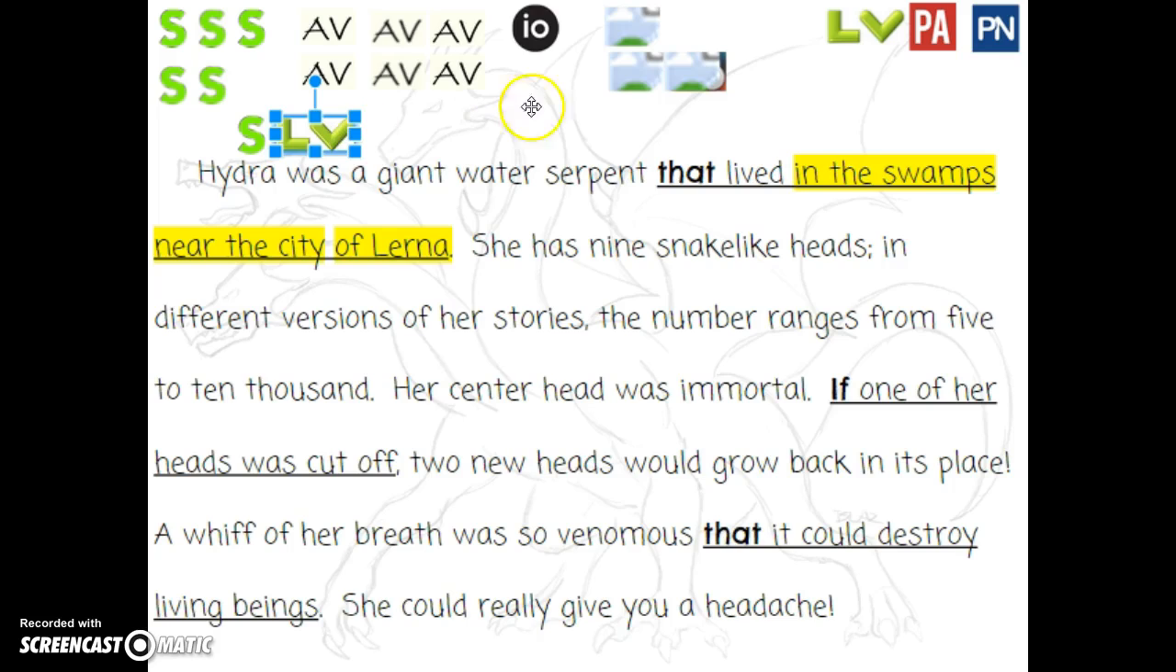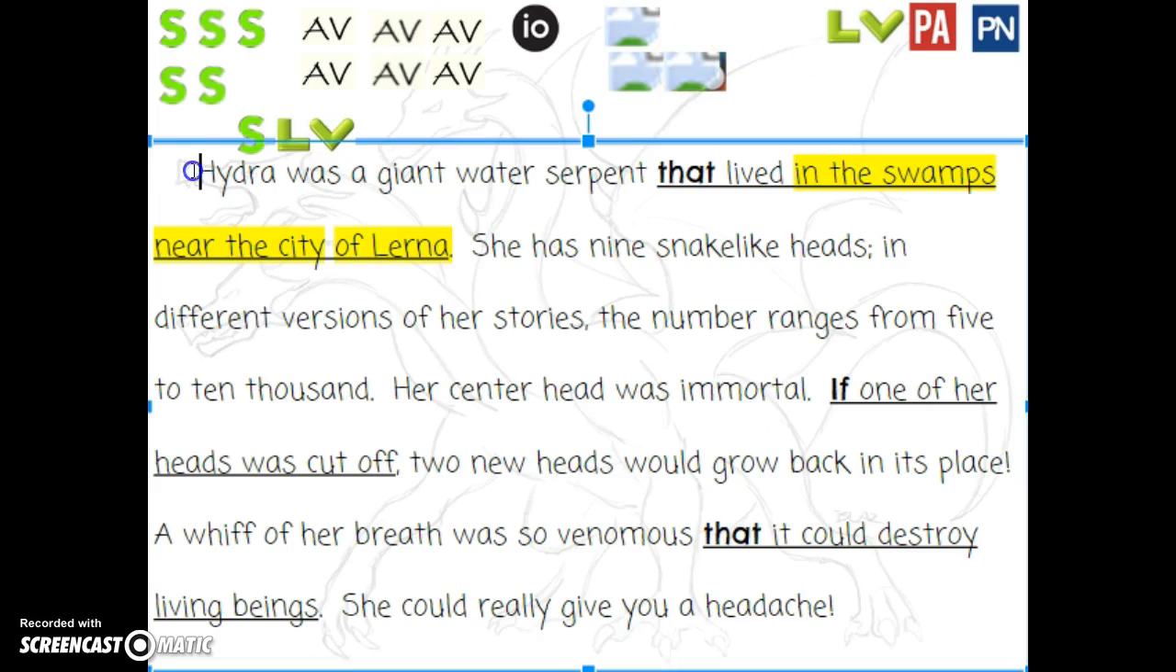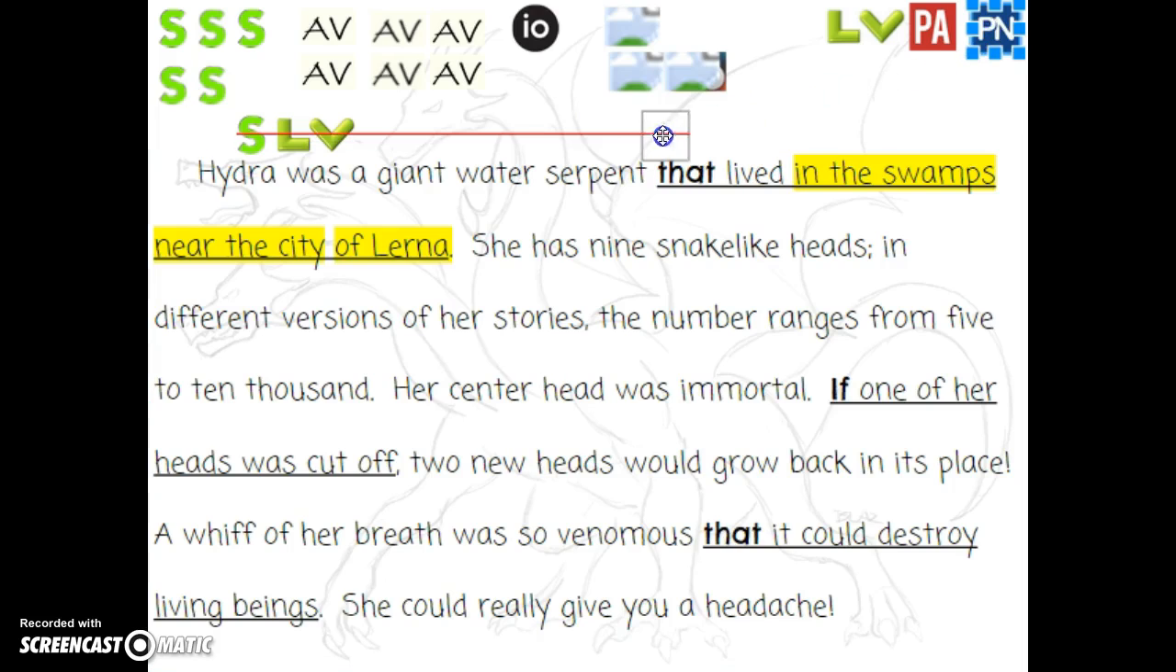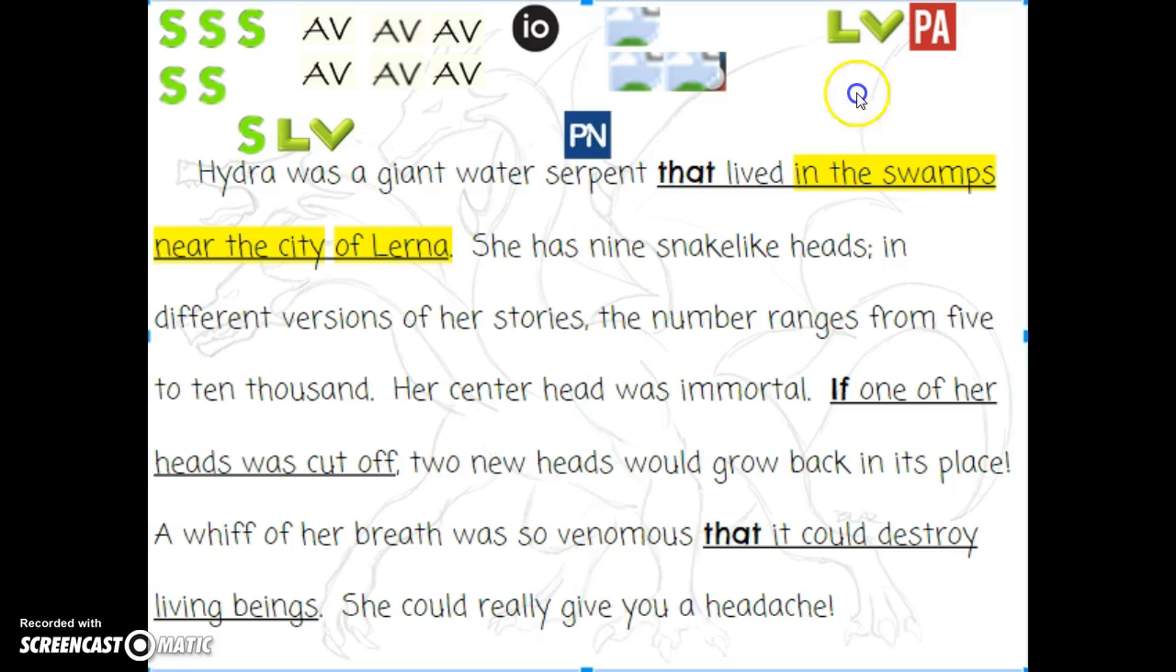The Hydra was. And I'm looking for a predicate adjective or a predicate noun that's going to either describe the Hydra or rename it. The Hydra was a serpent, and that is a noun because I can put the in front of it, the serpent, and then I've got a few modifiers for it. Water describes the serpent, giant describes it, and so does a.